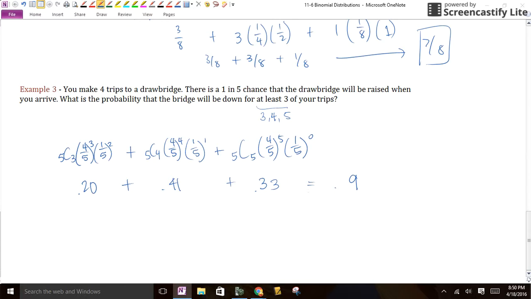And what is that? 3 plus 1 is 4. 94, or a 94% chance. That is pretty stinking awesome.